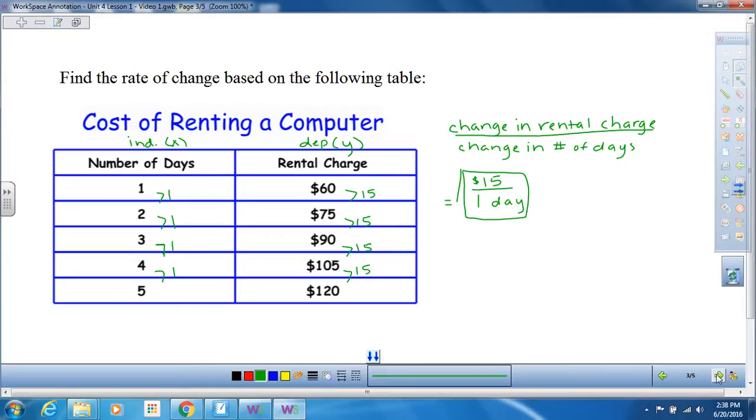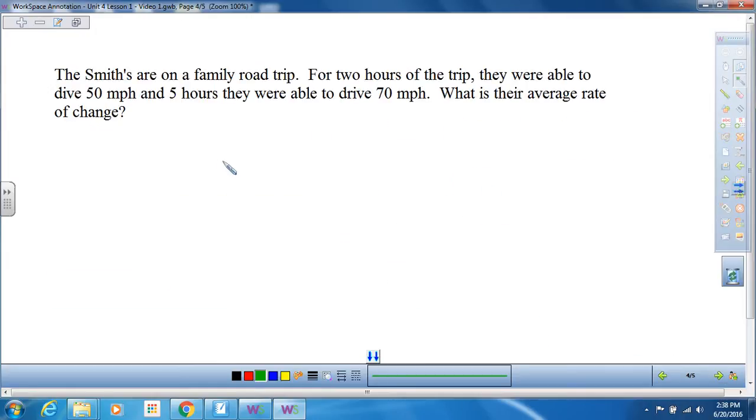Okay. Let's look at a word problem. The Smiths are on a family road trip. For 2 hours of the trip, they were able to drive 50 miles per hour, and 5 hours they were able to drive 70 miles per hour. What is their average rate of change? So I want to know what was their average rate.